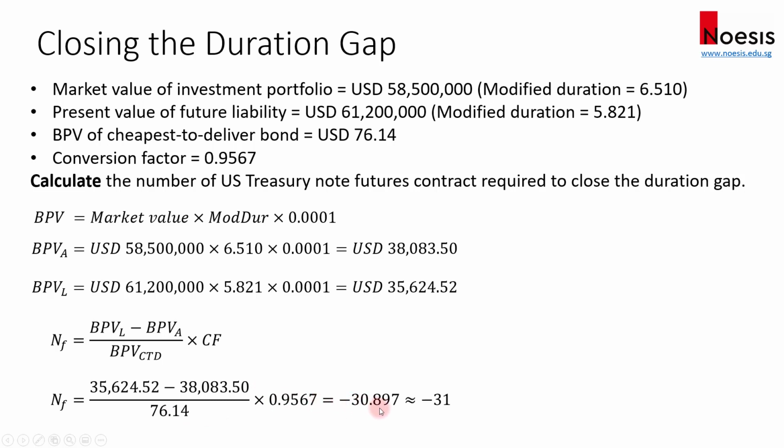So we'll get negative 30.897, which we will round to the nearest whole number. So that will be 31. In this case, we will have to short 31 futures contracts in order to close the duration gap. Now let's see how we can execute this in the formula editor.